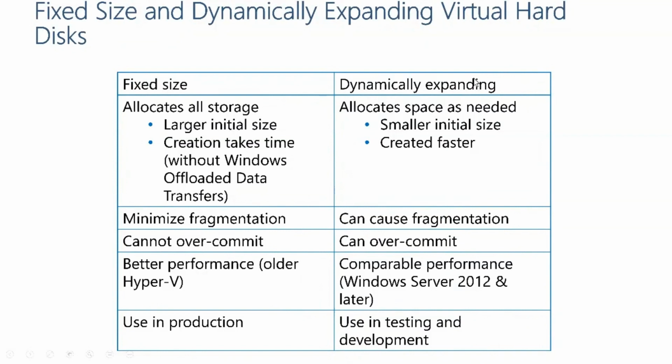This is where we don't allocate this space. We just say it's 60 gigs, but really it uses wherever it uses at that point in time. Allocate space as needed. It's a smaller initial size, so it's faster. They can cause fragmentation, like we mentioned, but you can overcommit. Remember that 10 servers, and you got 500 gigs? Well, I can give them all 500 gig hard drives.